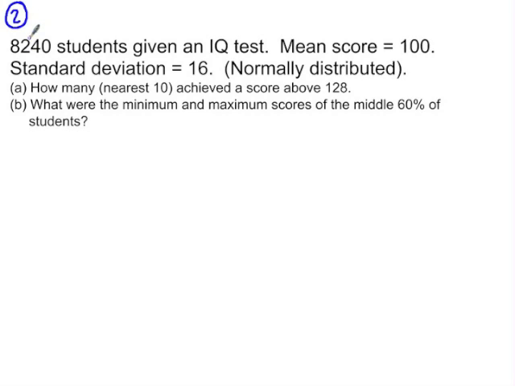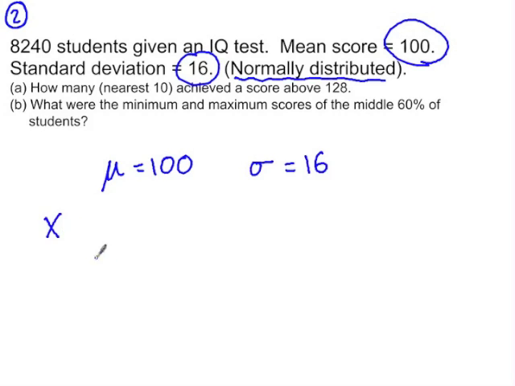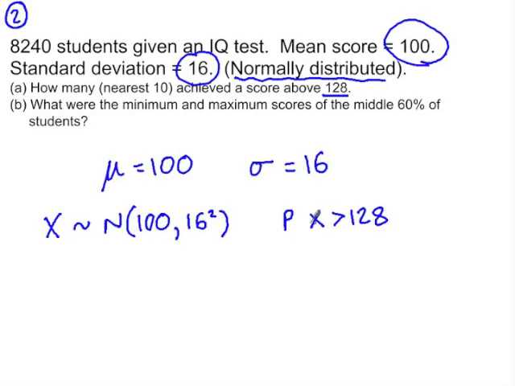In example number 2, we've got 8,240 students given an IQ test. The mean score is 100 and the standard deviation is 16. X is distributed normally with a mean of 100, and remember we need to give the variance, 16 squared. The question is asking how many achieved a score above 128. What's the probability of a student scoring above 128?